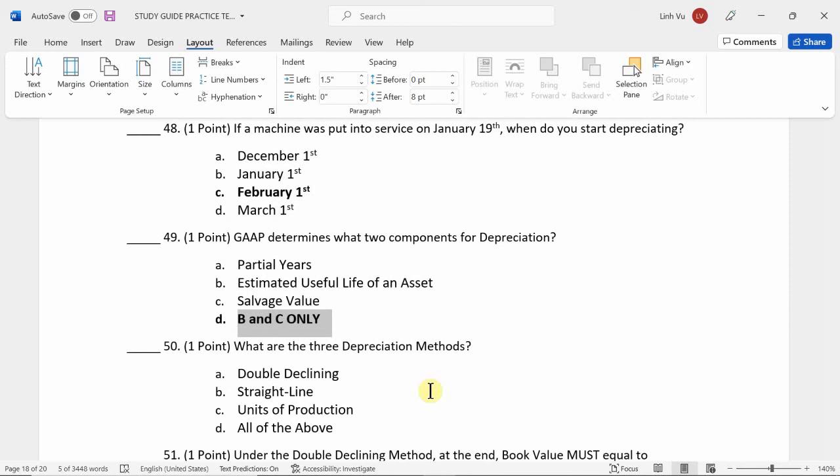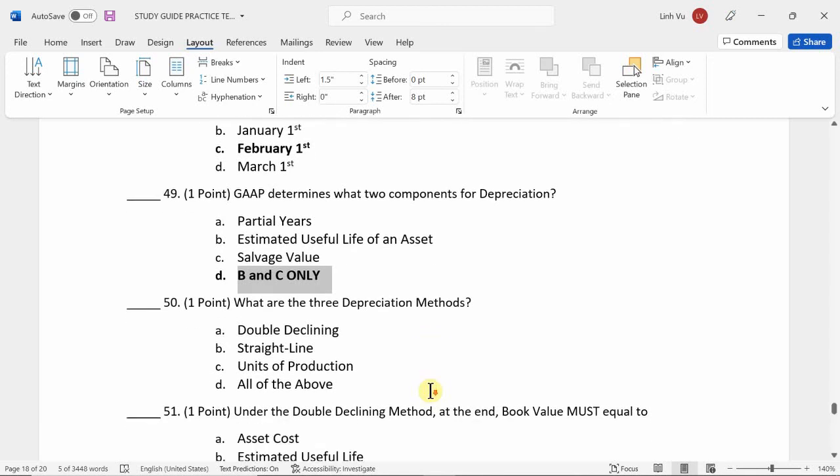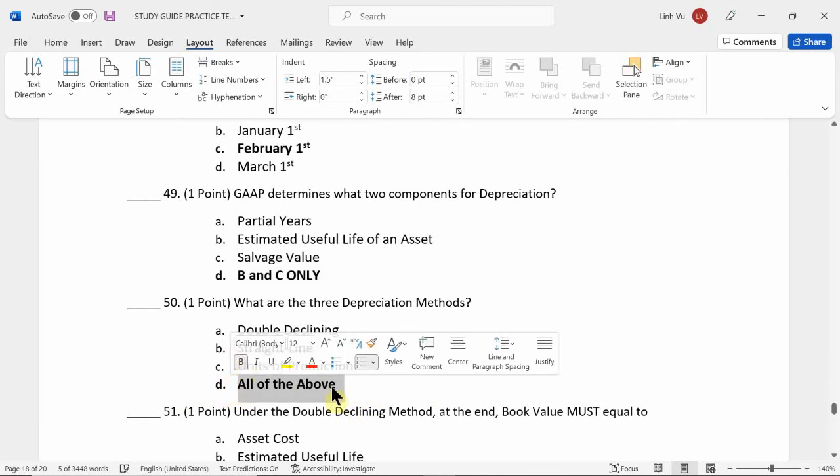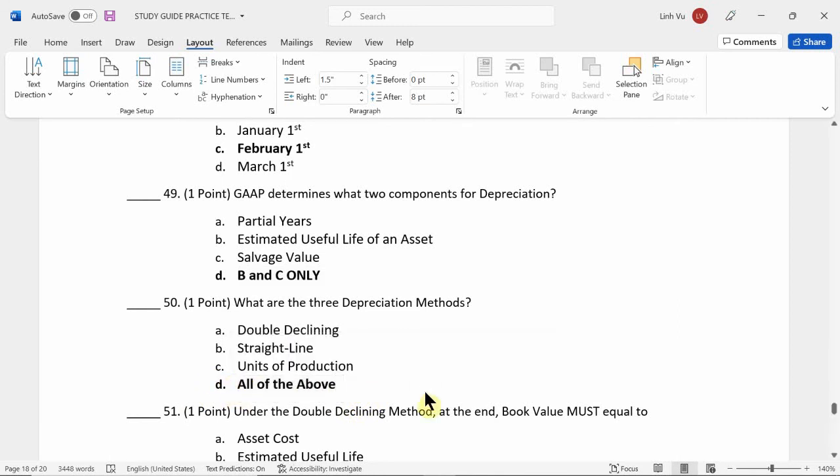Number 50, what are the three depreciation methods? All of the above, correct. You need to know all three: units of production, double declining, and straight line.